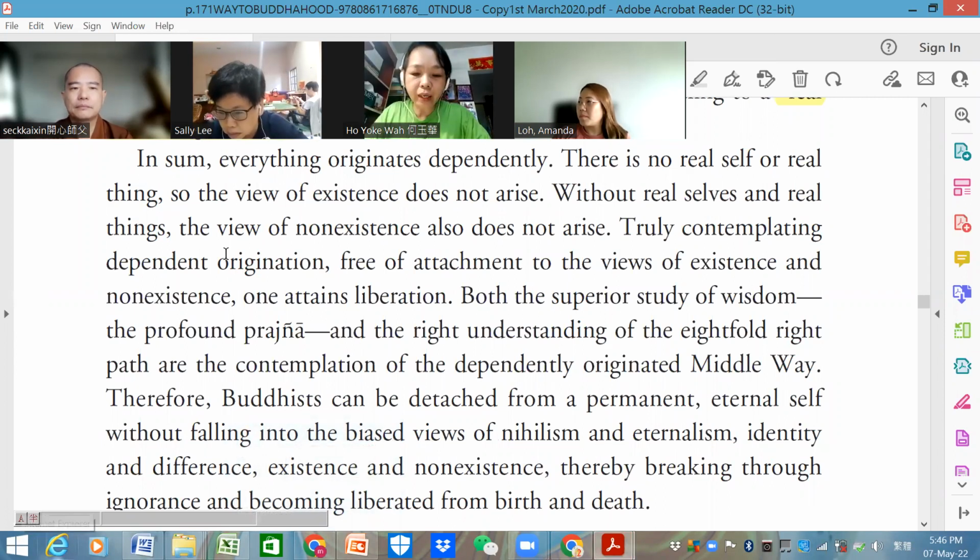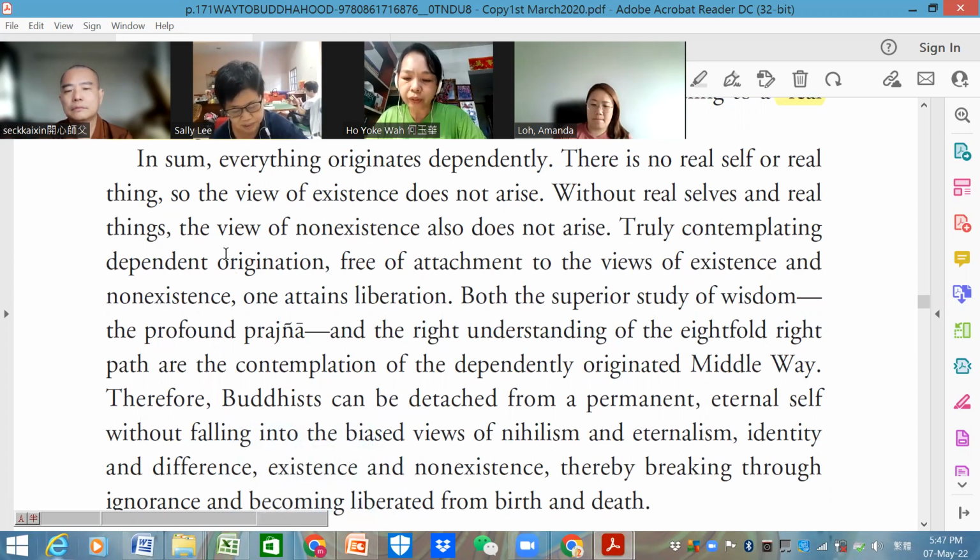In sum, everything originates dependently. There is no real self or real thing. So the wheel of existence does not arise. Without real selves and real things, the wheel of non-existence also does not arise. Truly contemplating dependent origination, free of attachment to the wheels of existence and non-existence, one attains liberation.